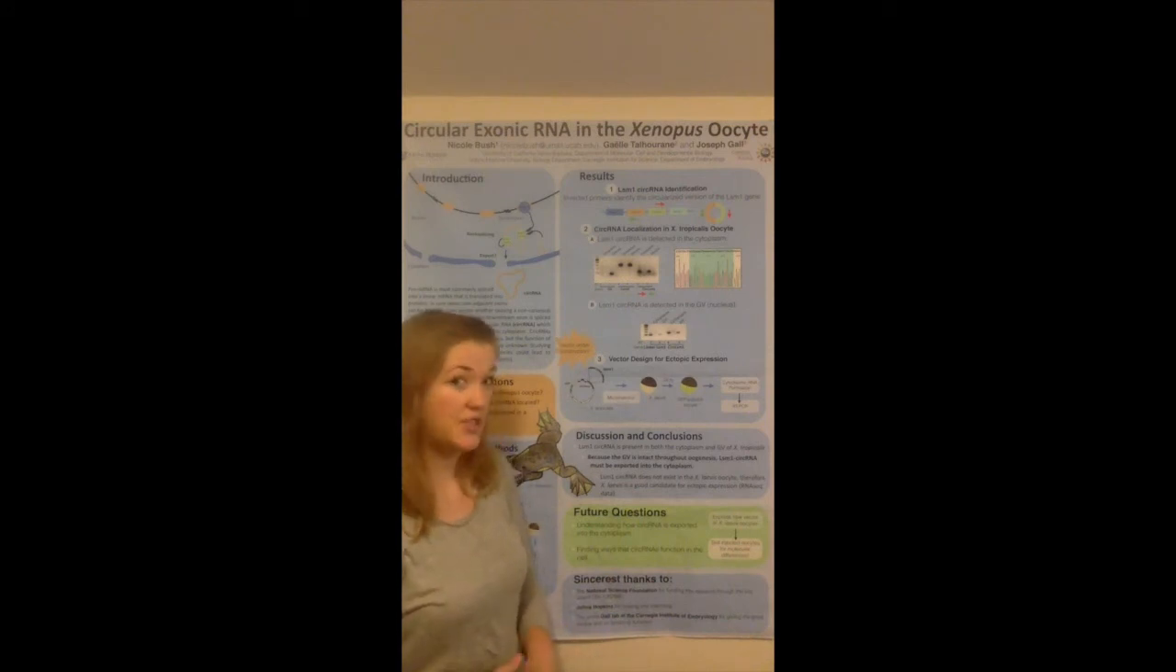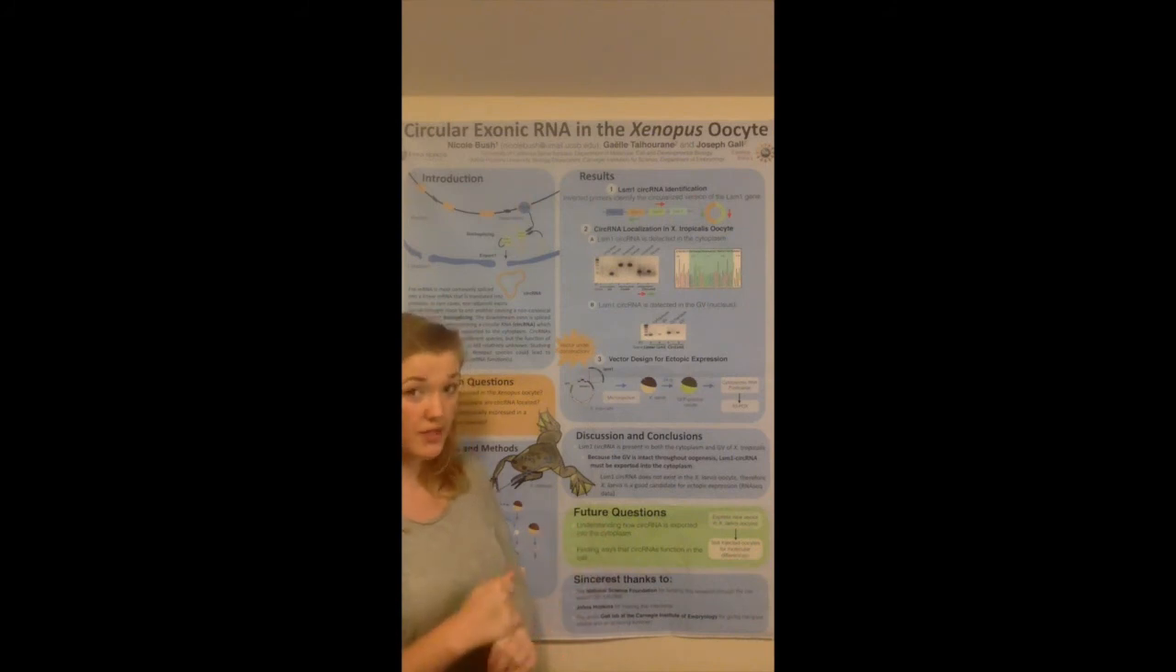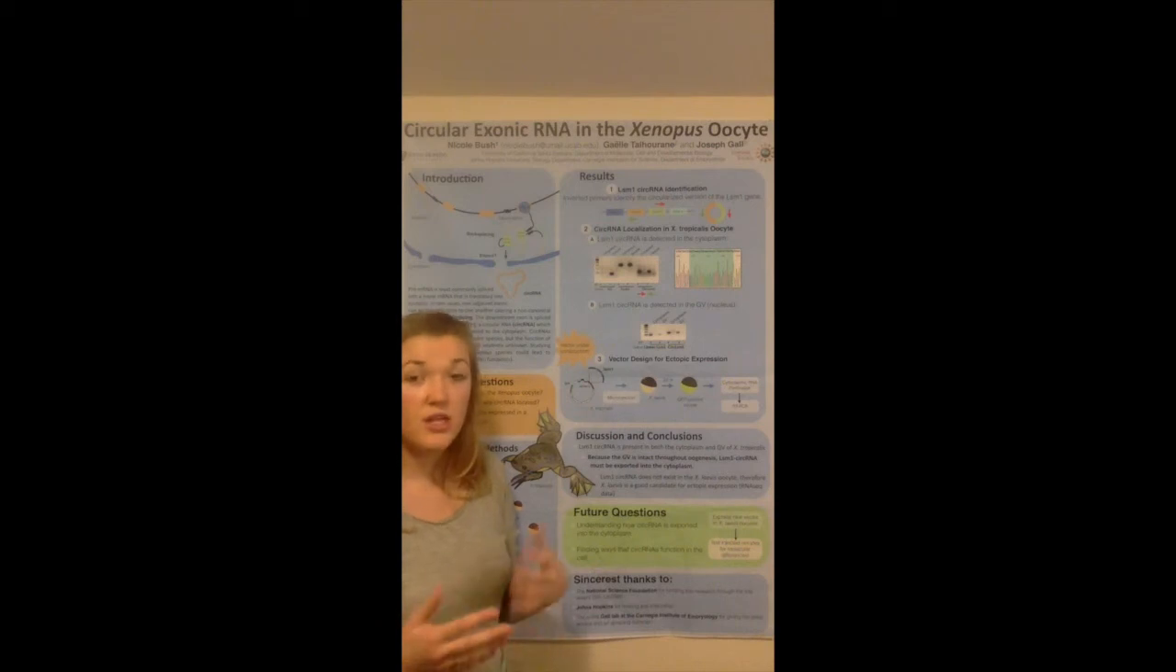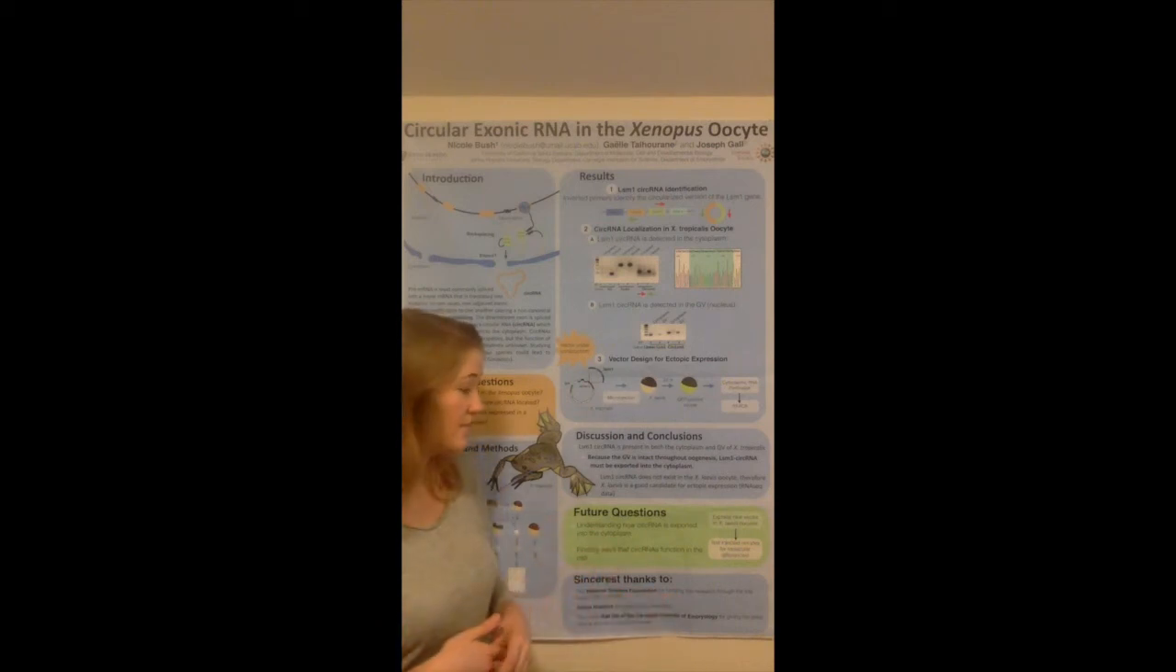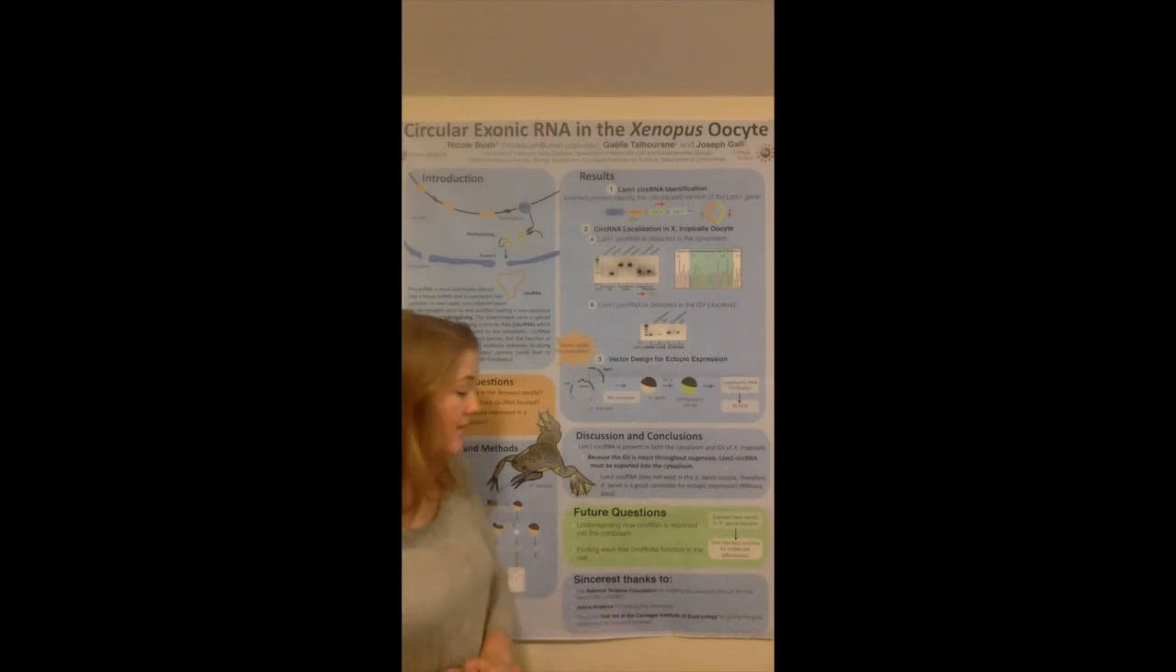So, our discussions and conclusions, just want to reiterate that we discovered that LSM1 circRNA is present in both the nucleus and the cytoplasm of Xenopus tropicalis oocytes, and because the nuclear membrane has never broken down, this shows that the Circ-LSM1 gene is exported into the cytoplasm. Our future questions include understanding how the circRNA is exported into the cytoplasm, and finding ways that circRNAs function in the cell.